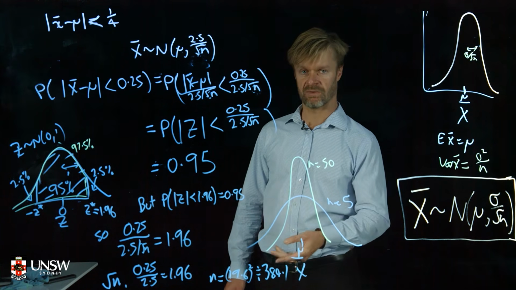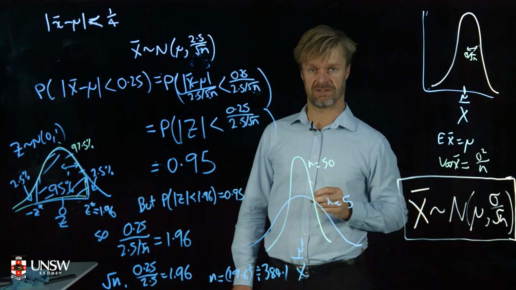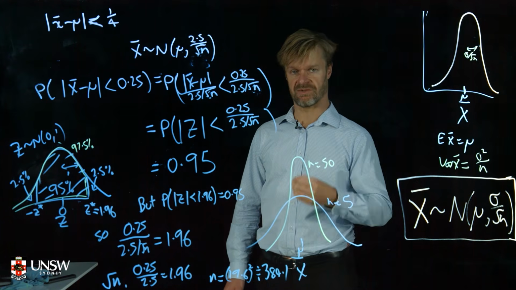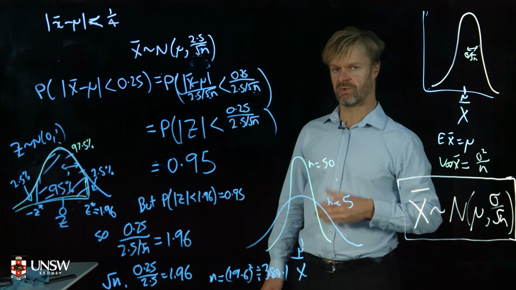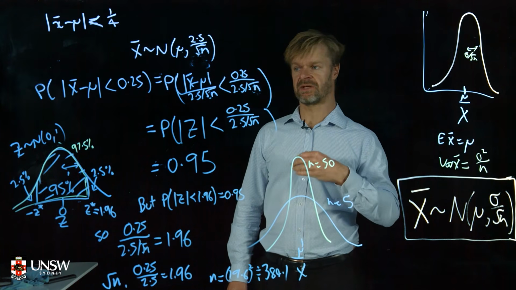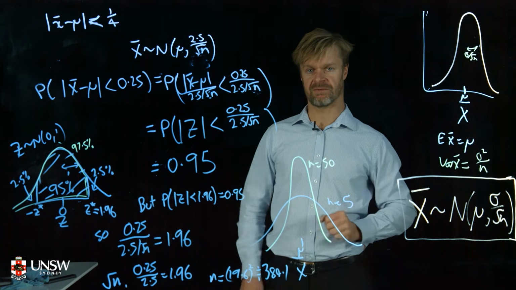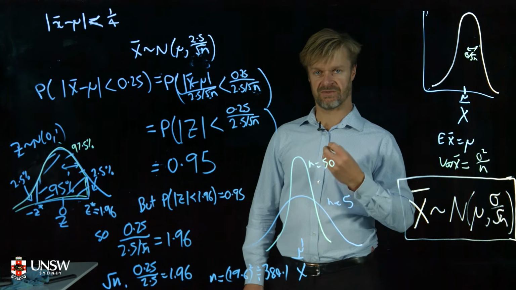We're able to get within 15 minutes of the true mean with 95% probability, if we take a sample size of 385. It's a pretty cool tool. We can use this anywhere to work out what sample size we need to get a certain accuracy.